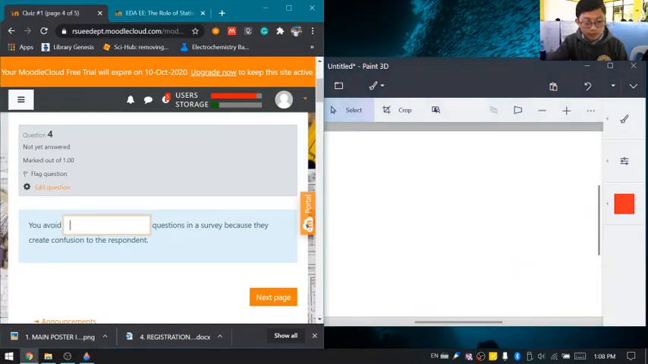So double-barreled. Now, baka there are some of you who forgot or deliberately did not use the hyphen. This is not correct. You should always use a hyphen. At saka baka may naglagay na double barrel. No, double-barreled. Okay, next page.